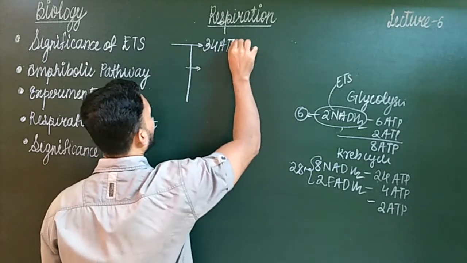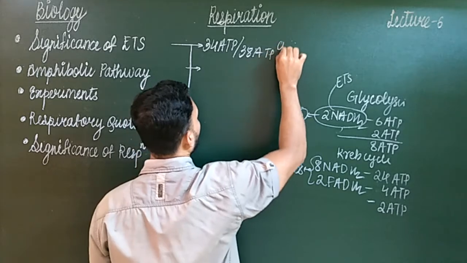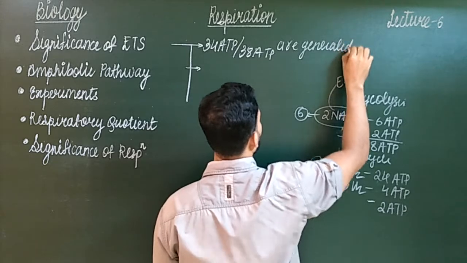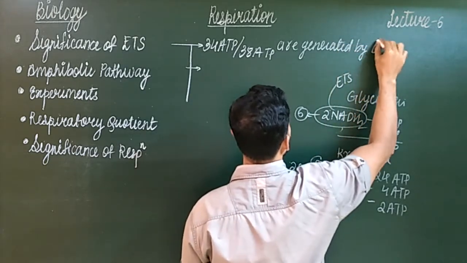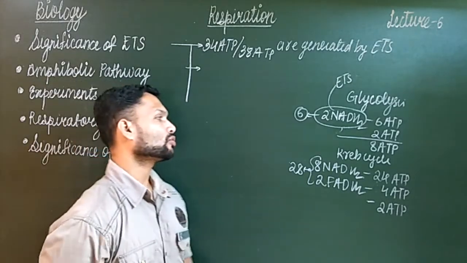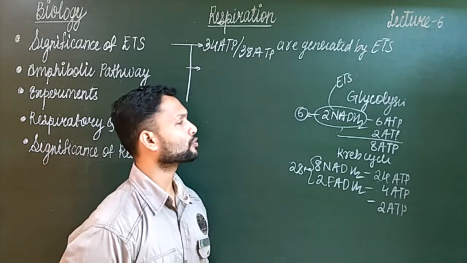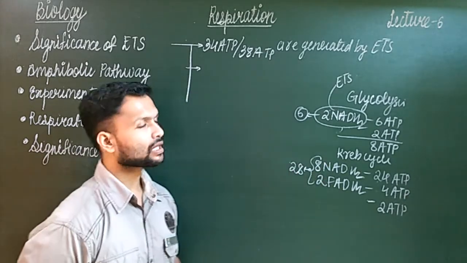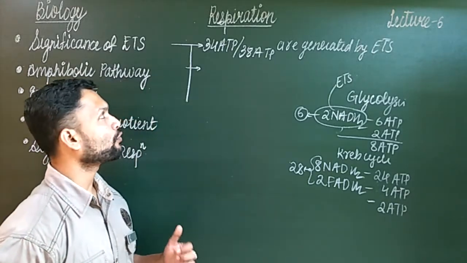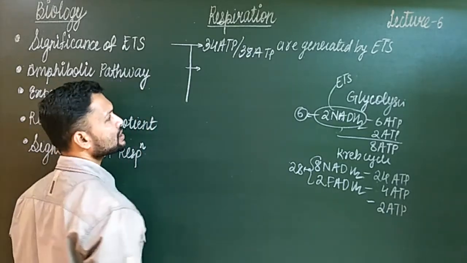ATPs out of 38 ATPs are generated by the ETS. That's a very important part. Out of the total 38, we will get those ATPs when they enter into the electron transport chain. So the 6 ATPs of glycolysis and the 28 ATPs of the Krebs cycle are actually formed in the ETS, not in glycolysis, not in the Krebs cycle. So that's the first advantage.